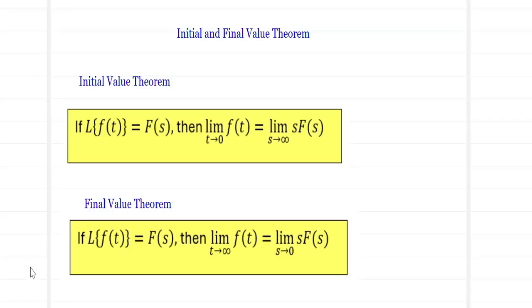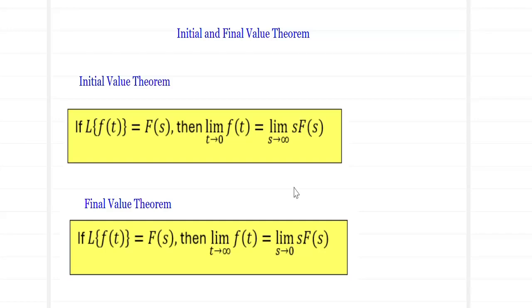The final value theorem is the same, but instead of t moving to 0, it is replaced with t moving to infinity. If t moves to infinity, the infinity in the initial value theorem flips to s moving to 0. So keep in mind, if it is the initial value, t moves towards 0, and if it is the final value, t moves towards infinity. That is your left hand side.